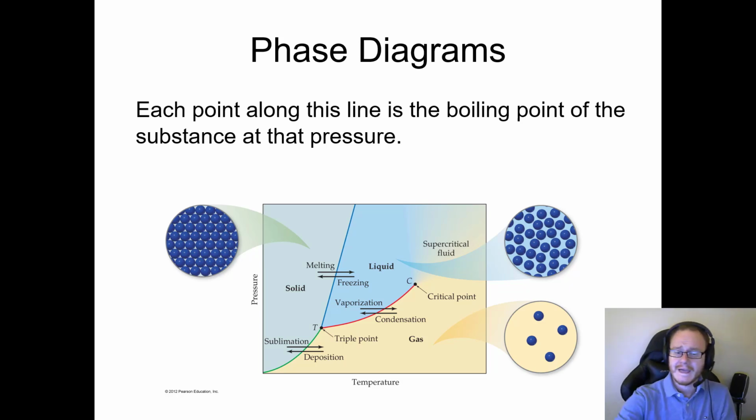Now, any point along these lines, be it here, where we have a solid to a gas, sublimation, or here, where we have a liquid transitioning to a gas, vaporization, we have things like boiling points and melting points. Boiling point, by definition, is that transition between a liquid to a gas, so boiling points can occur anywhere along this red line.